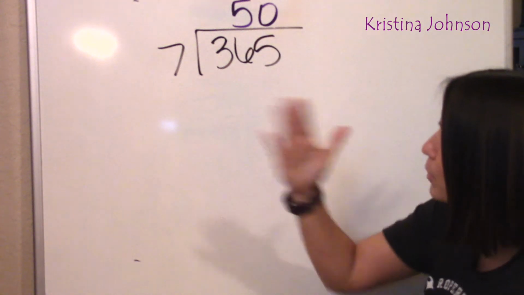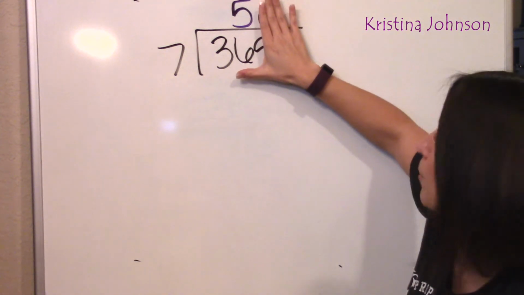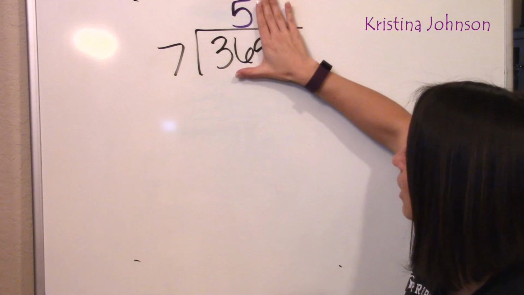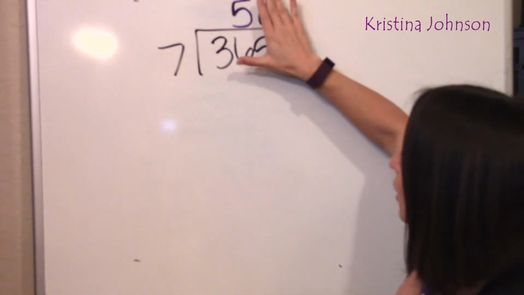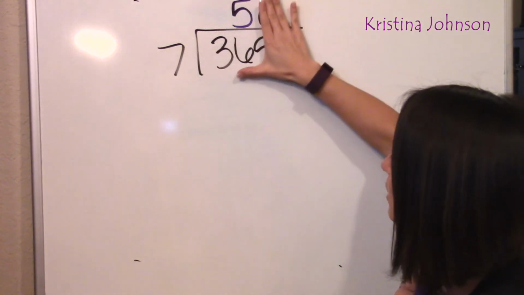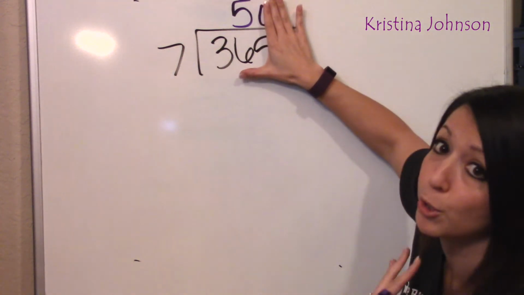Okay? So now I can use compatible friendly numbers, use my number sense, and I can say, all right, what did I say earlier? We said it took 5 groups of 7 to make 36 because that gave us a 35, right?